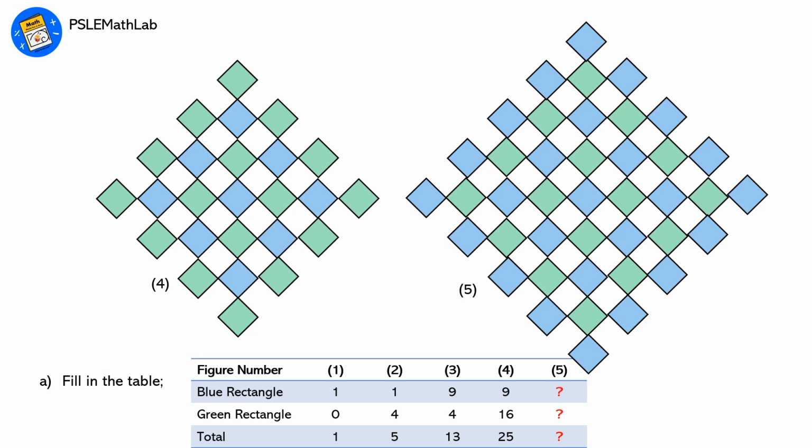Of course, in exams, due to time constraint, you may just draw a few rectangles on top of figure 4 to help you visualize. With figure 5 successfully visualized, we can move on to counting the number of blue and green rectangles.